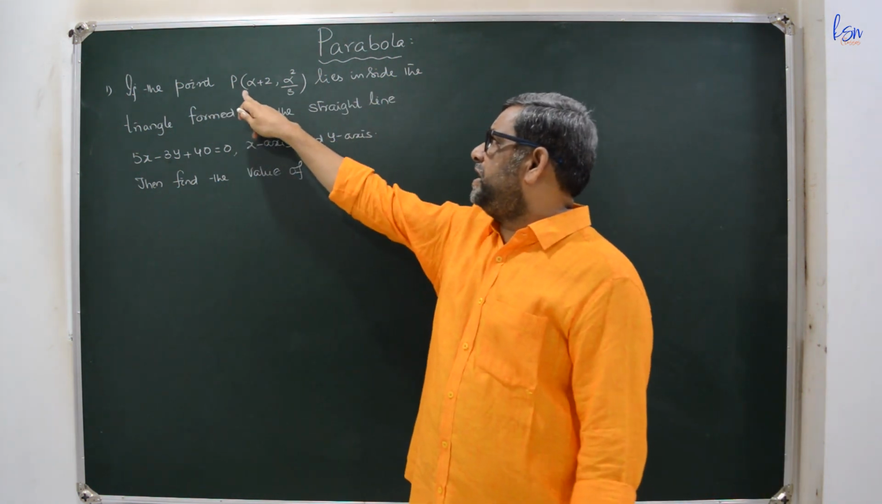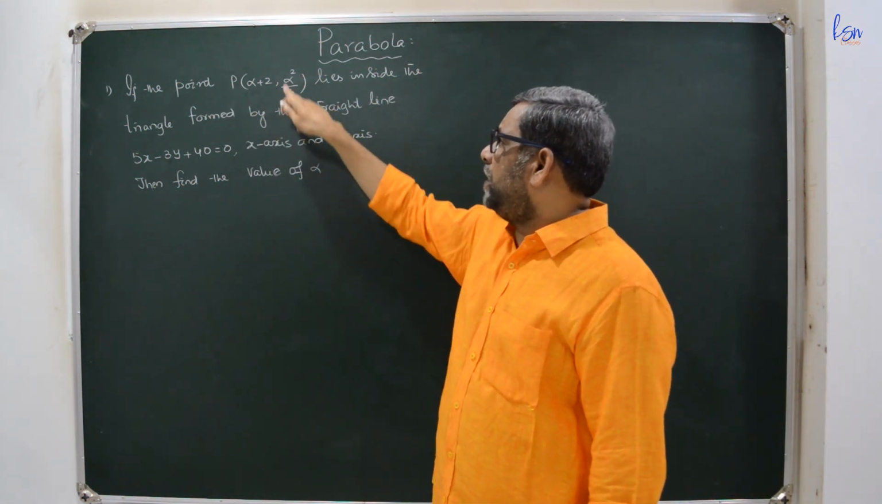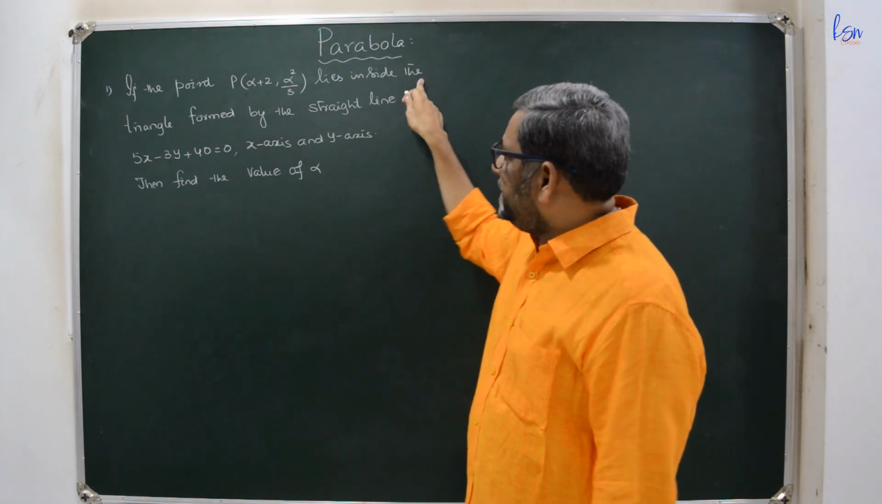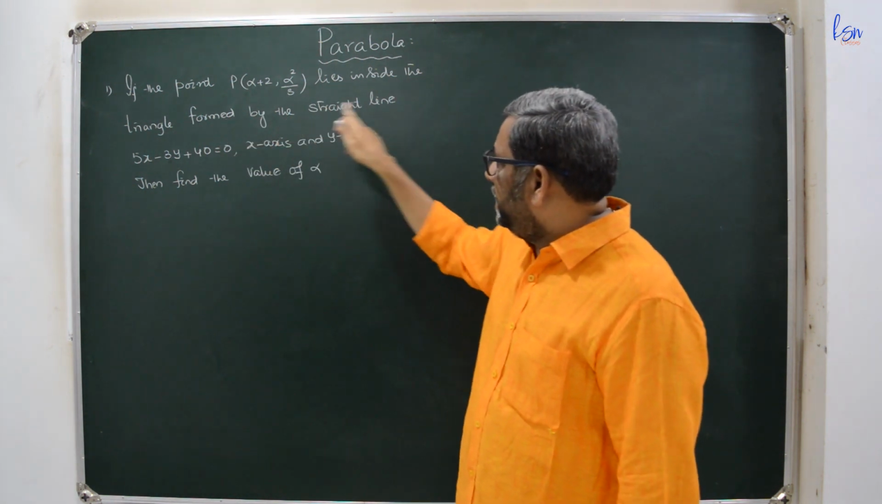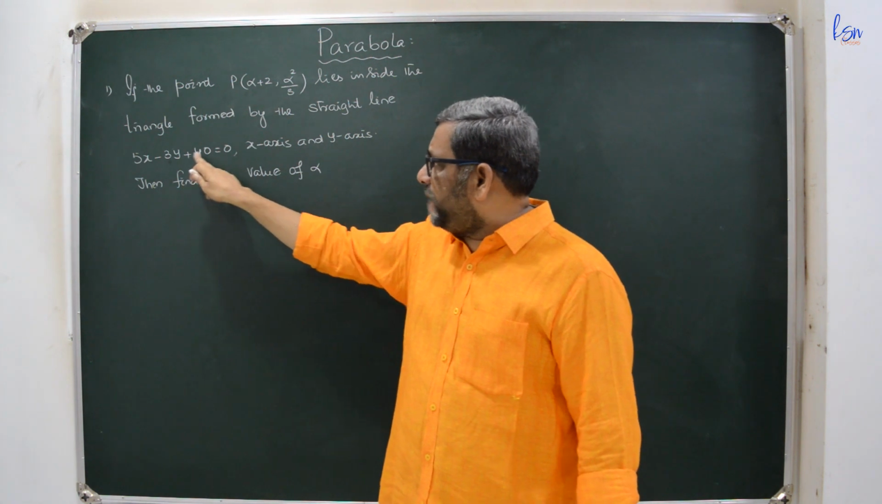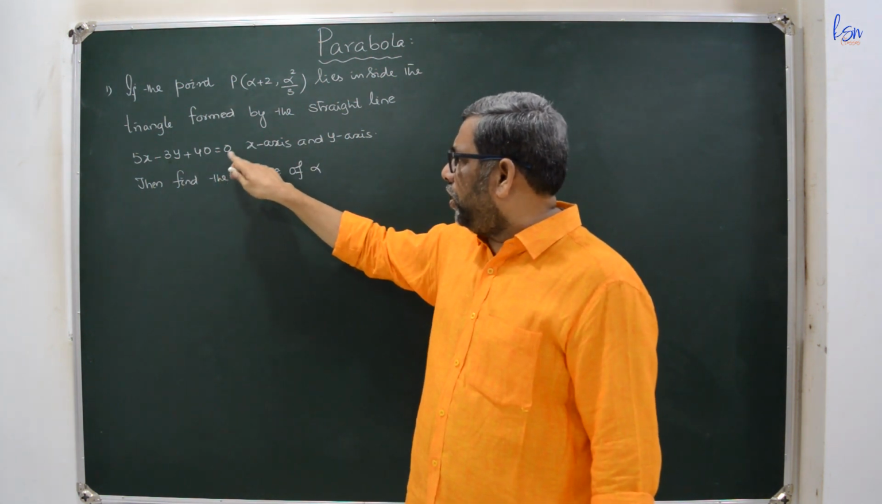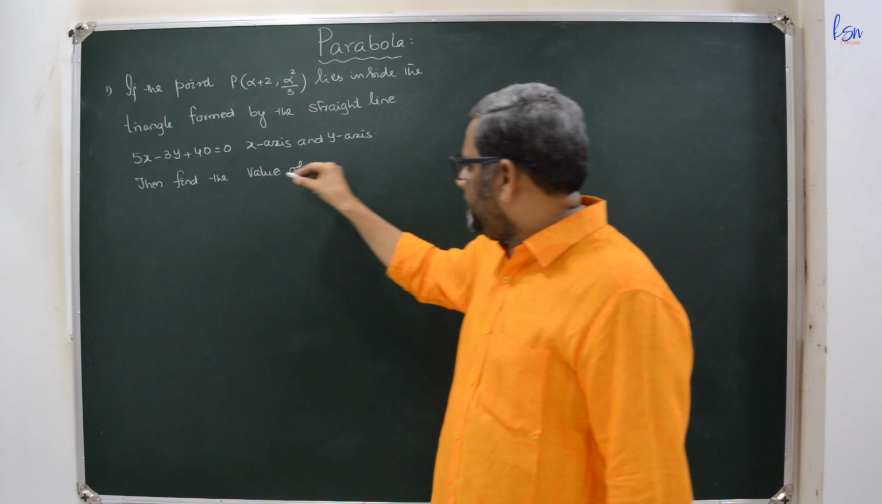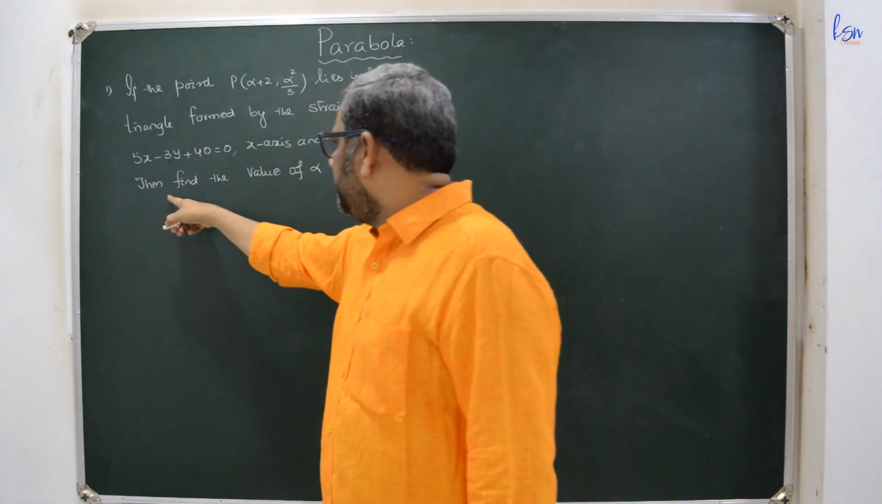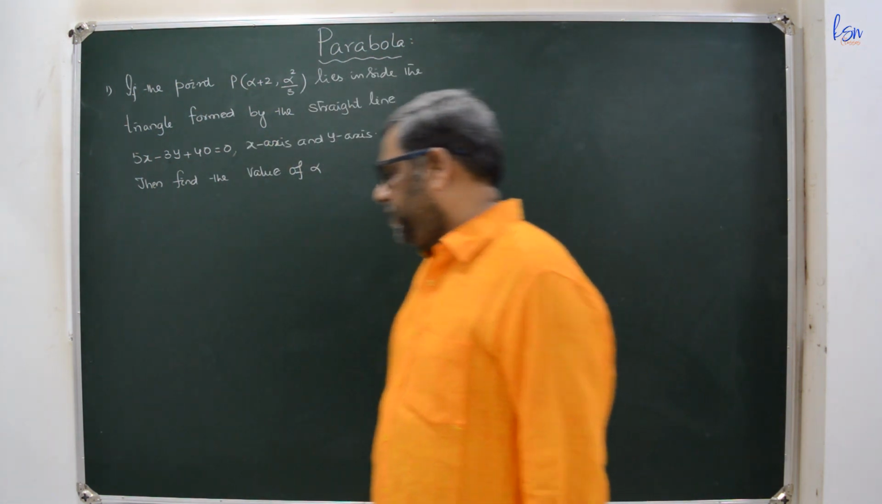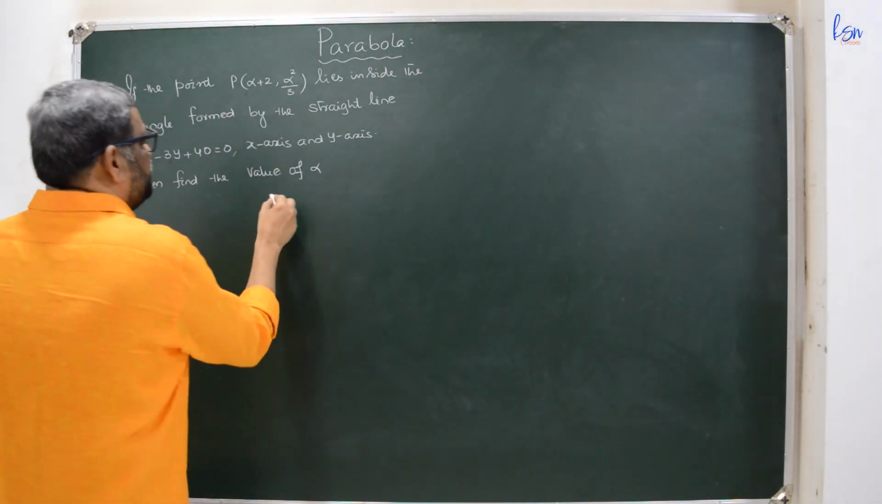If the point P (alpha plus 2, alpha square by 3) lies inside the triangle formed by the straight line 5x minus 3y plus 40 equal to 0, x-axis and y-axis, then find the value of alpha. Now let us look into the solution here.